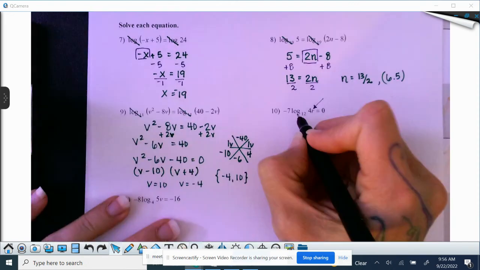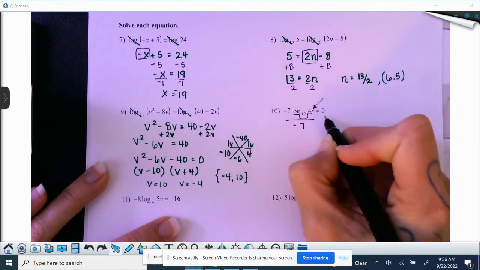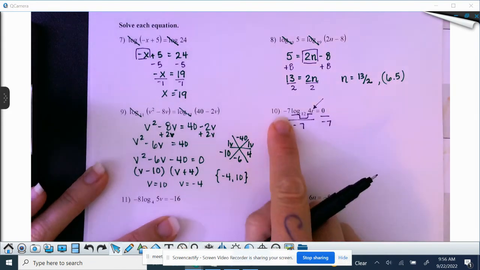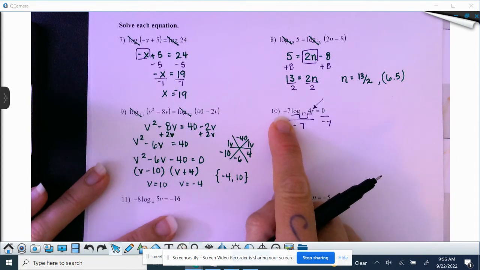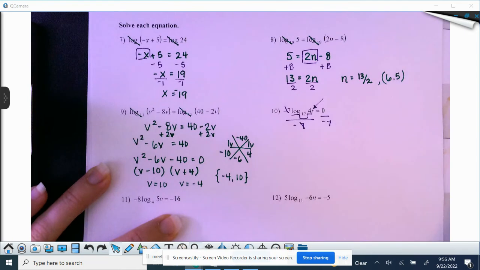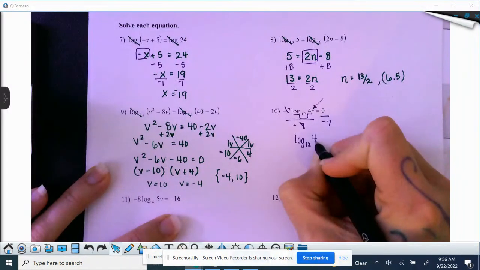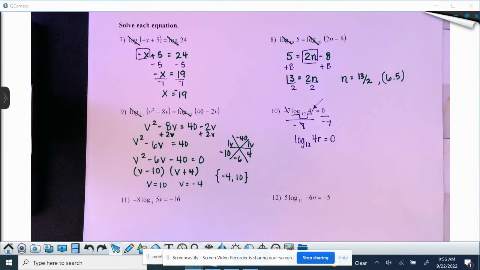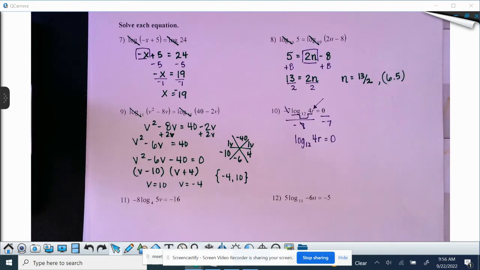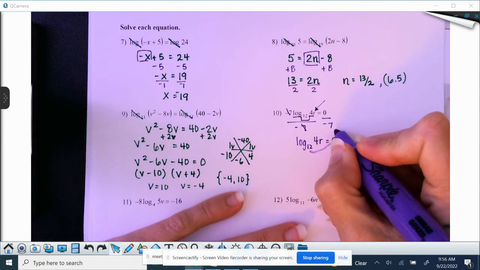But log base 12 of, we have a negative 7. It's in the way. So we're going to divide each side by negative 7 because it's attached by multiplication, since there's no sign between the 7 and the log. These are now going to go away. 0 divided by negative 7 is still 0. So now I have log base 12 of 4r equals 0. Just like when we were converting them around, using our cursive e's and our funny looking l's, in this case we are going to exponential form. So 12 to the 0 power is equal to 4r.